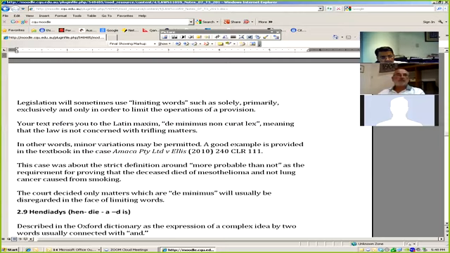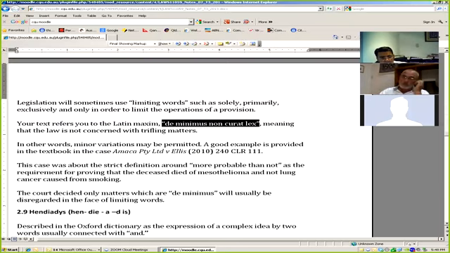Limiting words is the next one. So sometimes there'll be limiting words. It's interesting here that I can't recall us having any Latin phrases put to us in these different modules before. So this is really the first one. De minimis non curat lex, meaning that the law is not concerned with trifling matters.